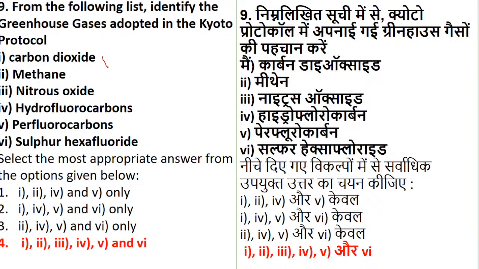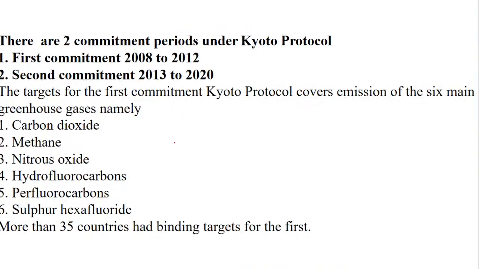It consists of carbon dioxide, methane, nitrous oxide, hydrofluorocarbons, perfluorocarbons, and sulfur hexafluoride. If you remember, yesterday we did a question on commitment period. There are 2 commitment periods under the Kyoto Protocol. This was also in the question, so be careful. The first commitment period was from 2008 to 2012. You should remember these years because there was a question based on this. The second commitment period was from 2013 to 2020.